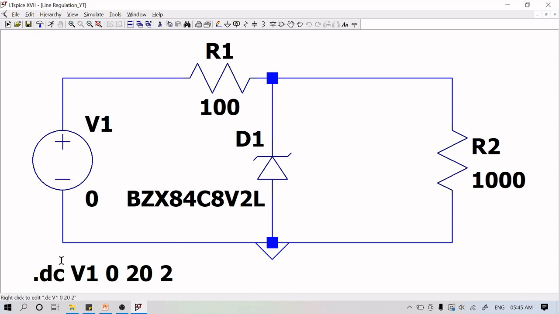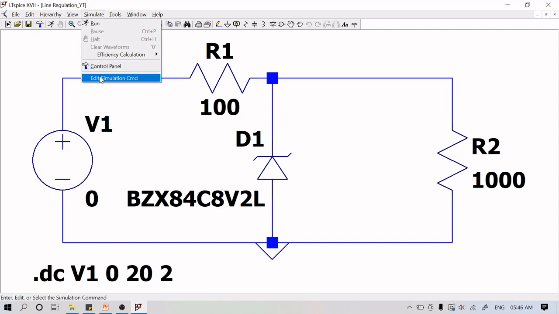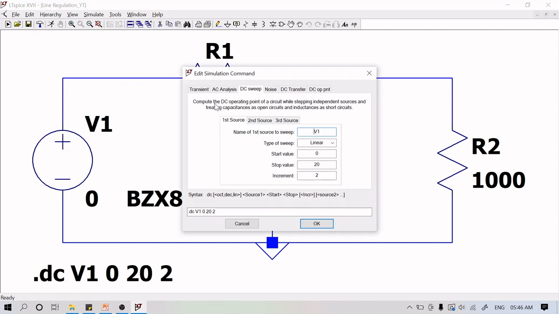So here I'll first explain what the input is that I have given. Because we are going to look only at the DC part, you will be using one source. We will have only one source, so I just named it V1. You should keep the same name here. The type of sweep is linear. You should choose linear, as you know.